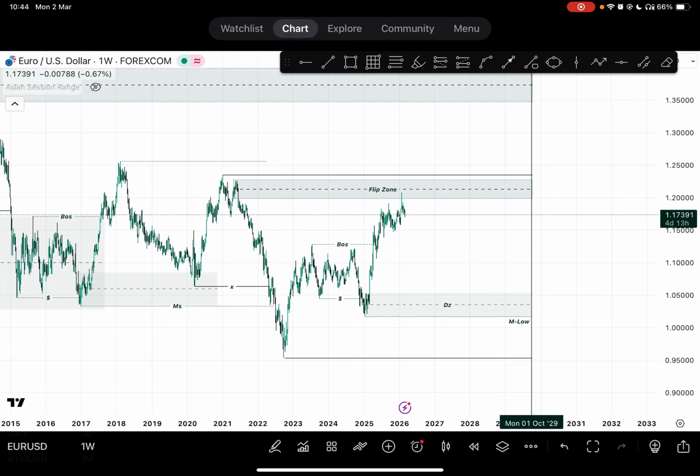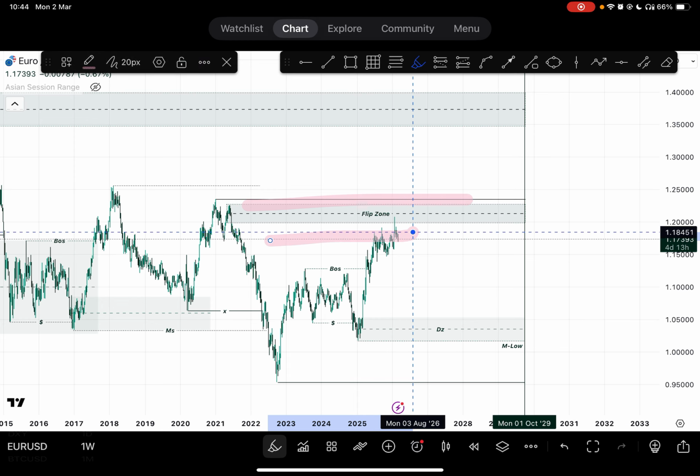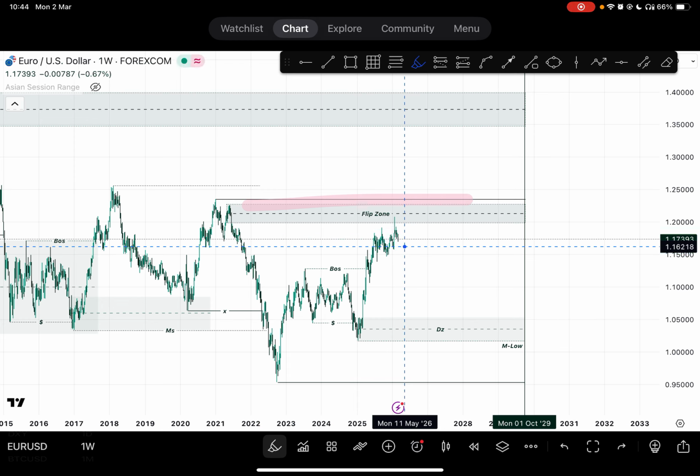So now that we understand that the weekly trend is bearish, and we are currently expecting price to mitigate, which price has already mitigated the flip zone now, starting to give a bearish sign right now. So what are we then gonna look out for on the lower time frame?